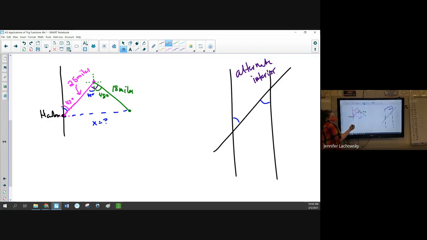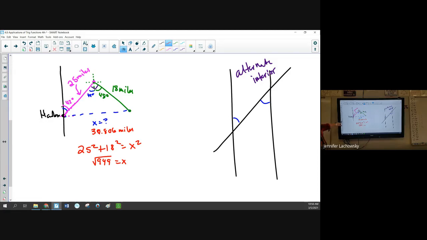Okay, so the hypotenuse is x. 25 squared plus 18 squared equals x squared. So 949 equals x squared. So the square root of that equals x, and I get 30.806 if I round. Cool? Okay. That one is pretty straightforward, just using the Pythagorean theorem.